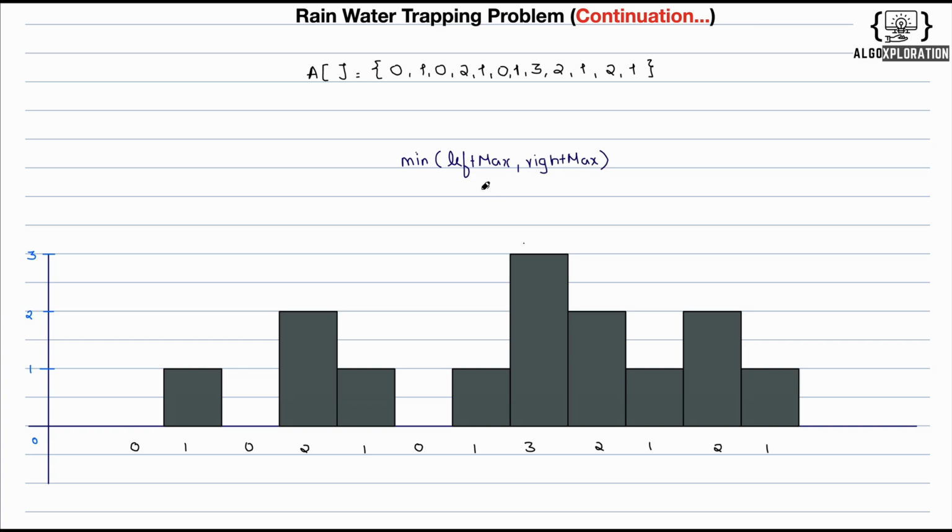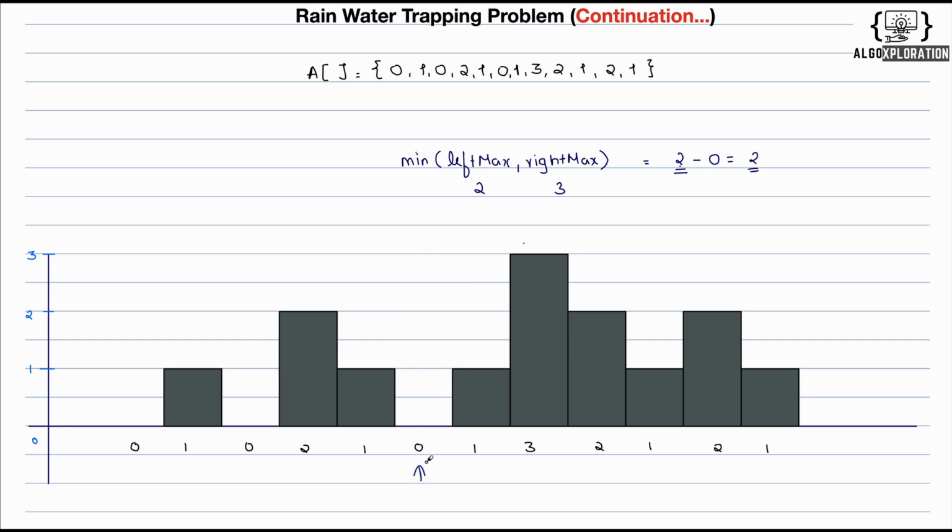Here in this case the current height of the building is 0. The left max is 2 and the right max is 3, so the minimum will be 2. Now from 2 we have to subtract the current height of the building, that is 0. So 2 minus 0 is 2. We can see that this building is able to store 2 units of water. In this way we are approaching this problem.